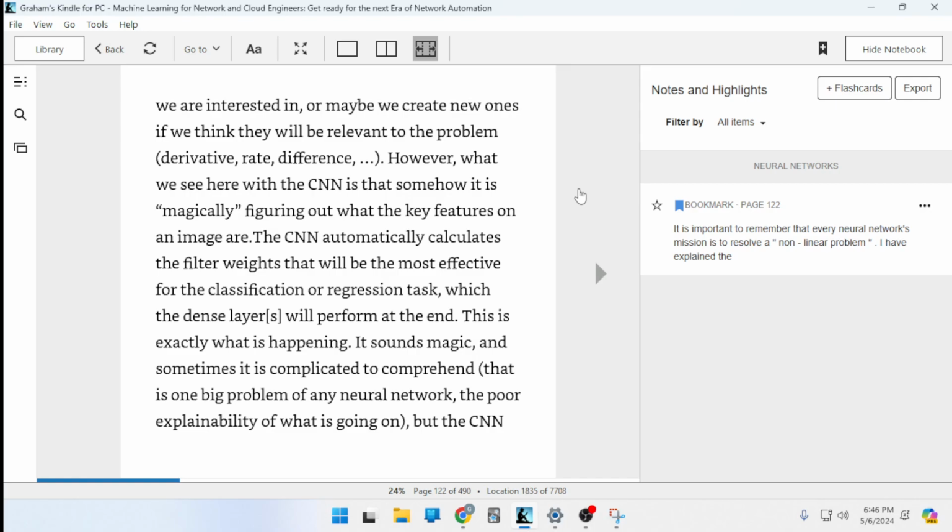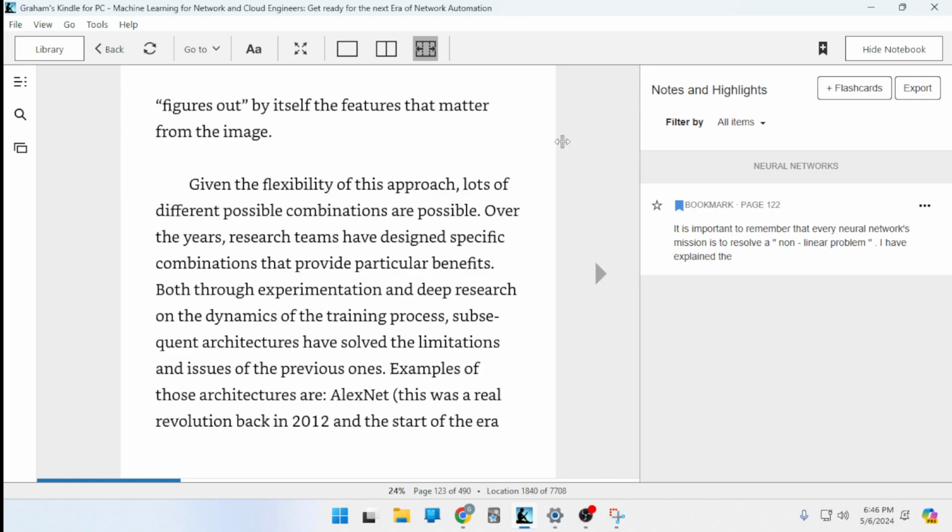This is exactly what is happening. It sounds magic, and sometimes it is complicated to comprehend. That is one big problem of any neural network, the poor explainability of what is going on. But the CNN figures out by itself the features that matter from the image. Given the flexibility of this approach, lots of different combinations are possible.